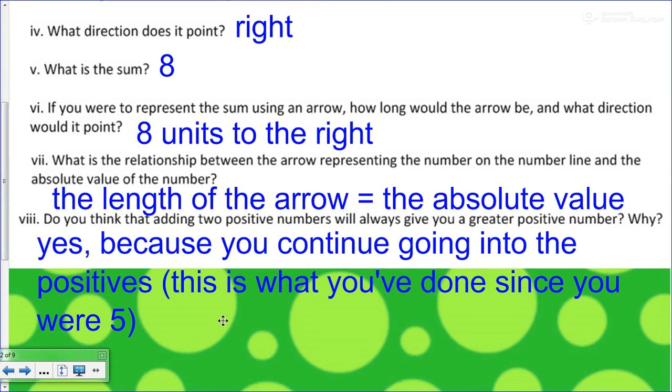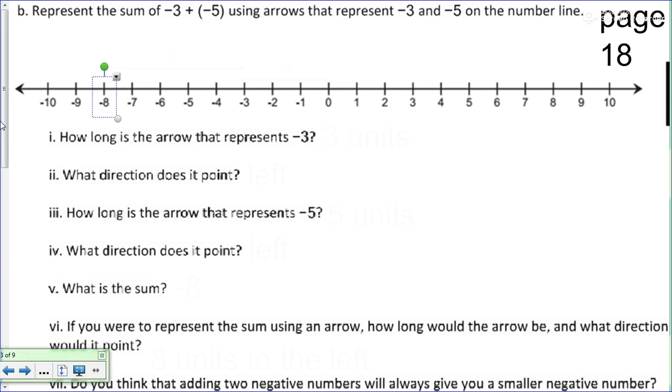And folks, this is what you've done since you were 5 and you first started adding, or however old you were when you first started adding, okay? Nothing has changed. A positive plus a positive is a bigger positive. 1 plus 2 is 3, 4 plus 2 is 6, 10 plus 10 is 20, same old. Just underneath that, again, page 18, is now this problem, -3 plus -5. Go ahead and diagram that, hit your pause button, diagram it, and then play it again, and we'll go over those answers.